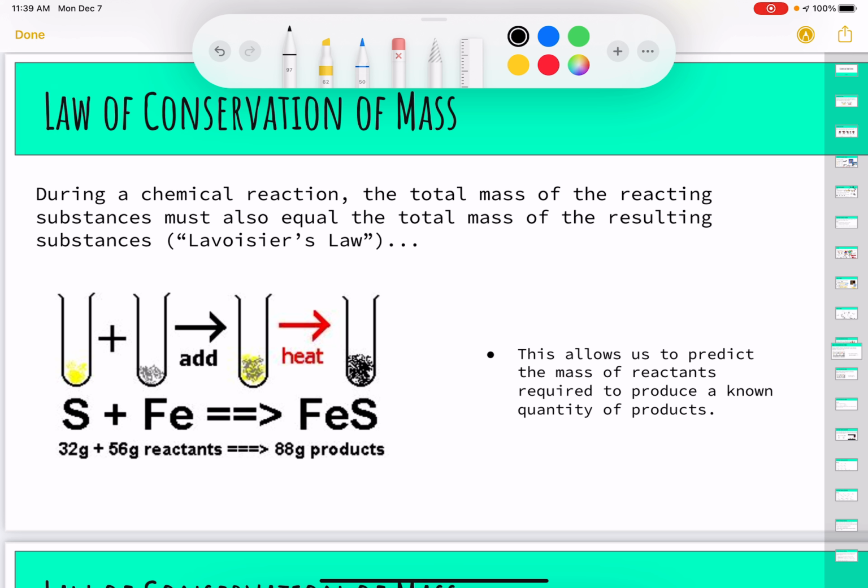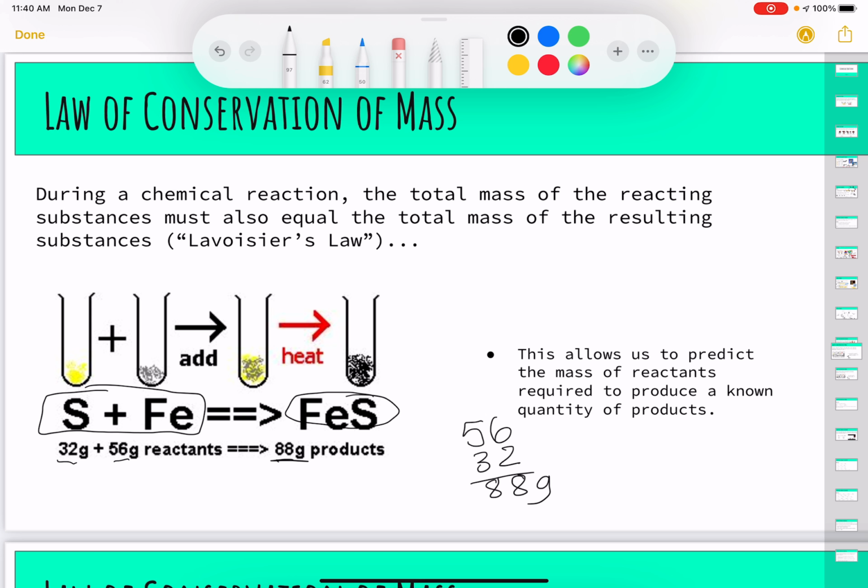Our law of conservation of mass is basically telling us that if we start out with so many grams on one side, then we should have that same amount of grams on the other side. So our reactants' mass should equal the products' mass. In this example, they have 32 grams of sulfur and 56 grams of iron. If we add those two together, that gives us 88. And that is what we have right here. So 88 grams of FeS, when they connect together, would have that as a mass.